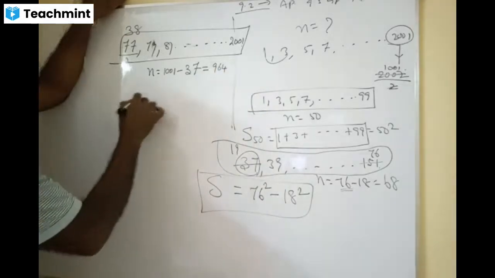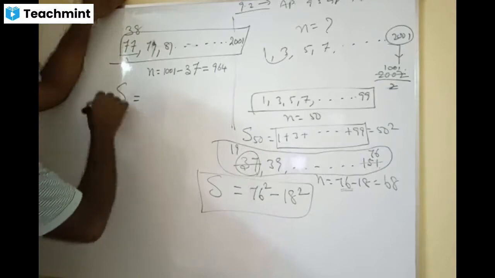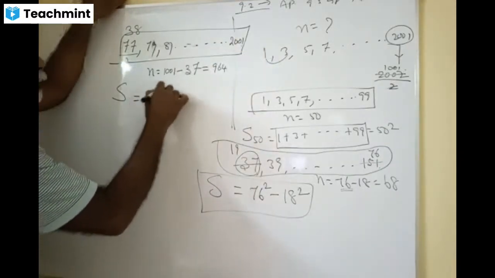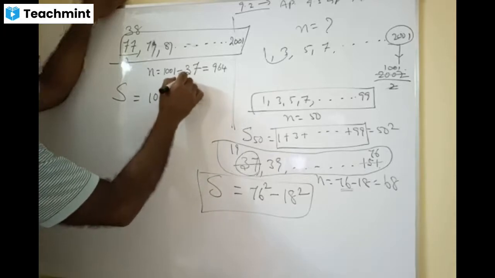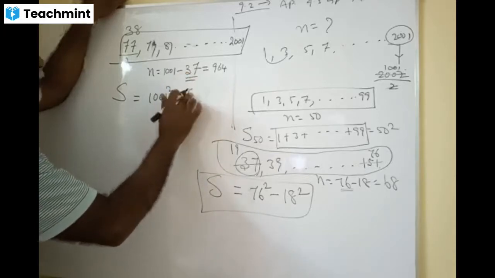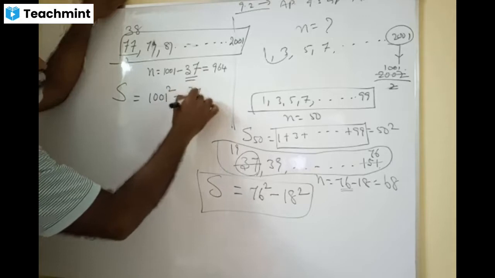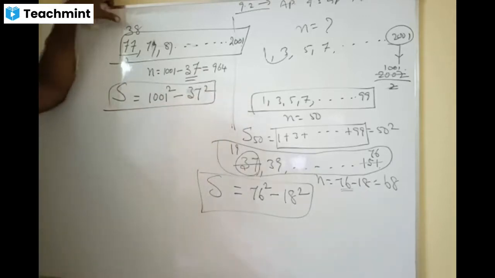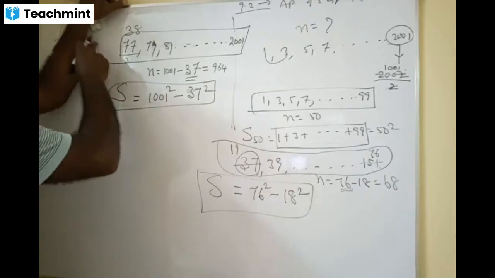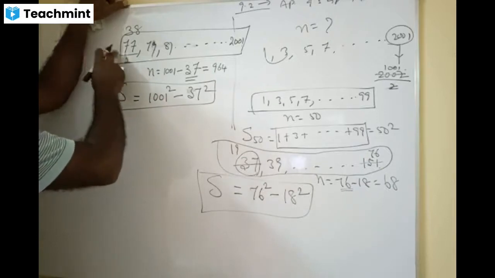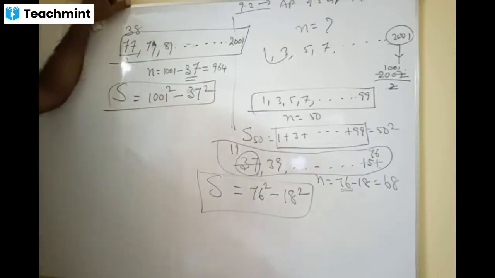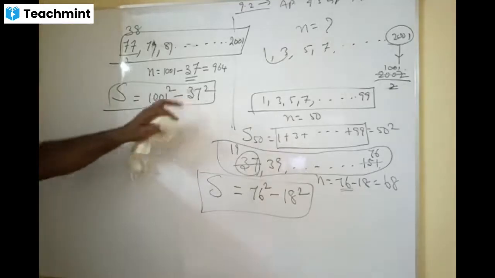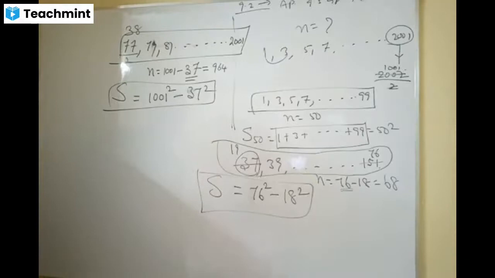Then how do you find out the summation? Sum of all these terms, how do you find out? 1001 square minus, how many are missing? 37, so 37 square. This is the sum of the odd numbers, because from 1 it is not there. 1, 3, until 75 are missing. 75 is the 37th number. Therefore, we are writing 37 square. I hope you have understood, right?